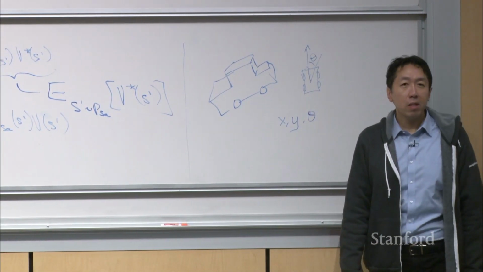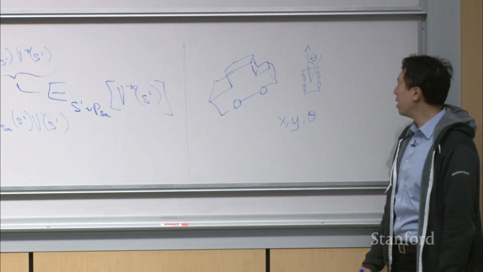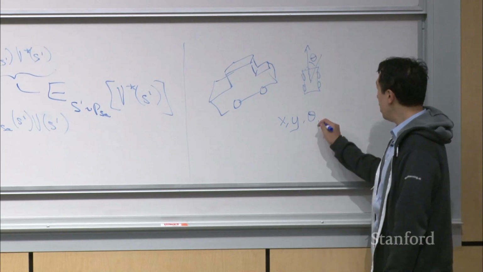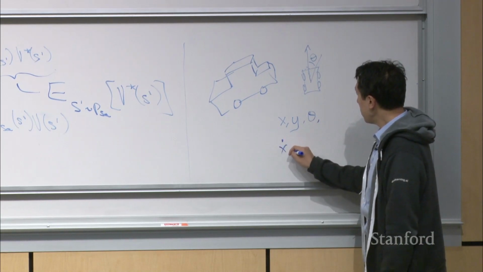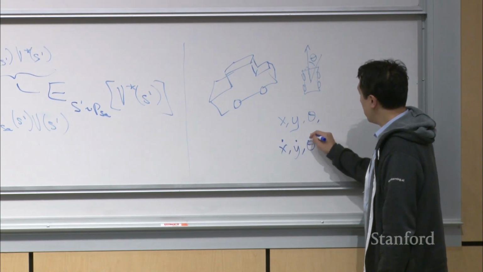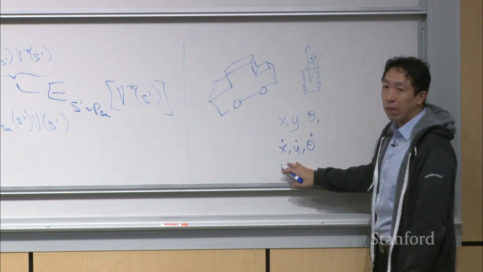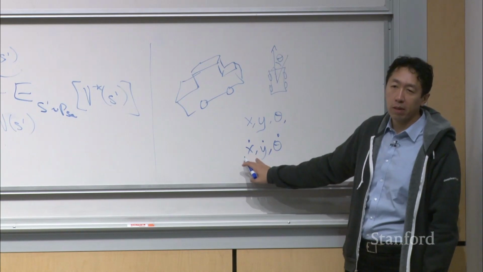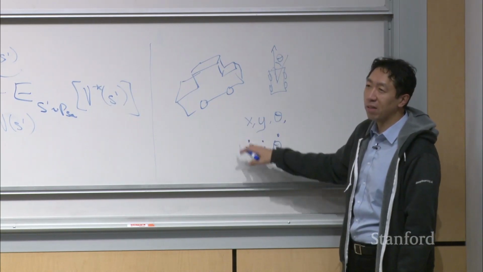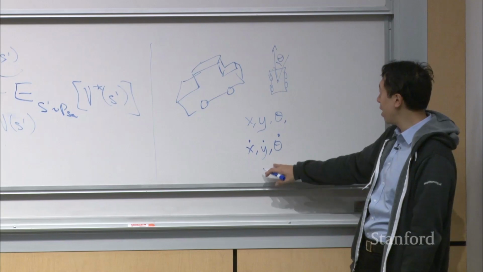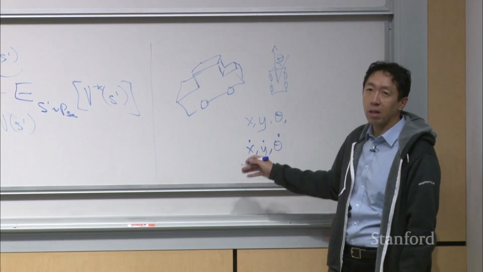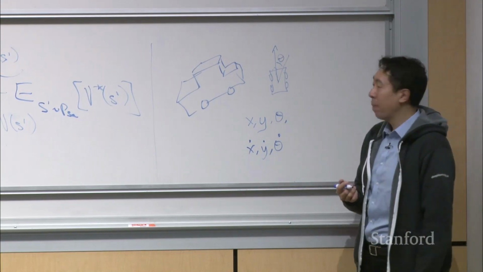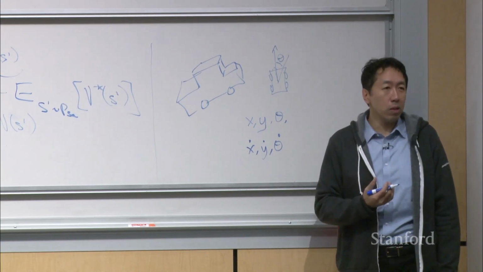If you're driving at very low speeds, this is fine. But if you're driving at anything other than very low speeds, then we'll often include in the state space also the velocities and angular velocity. So x dot is the velocity in the x direction, x dot is dx dt. Y dot is the velocity in the y direction, and theta dot is the angular velocity, the rate at which your car is turning. And it's sort of up to you how you want to model the car.